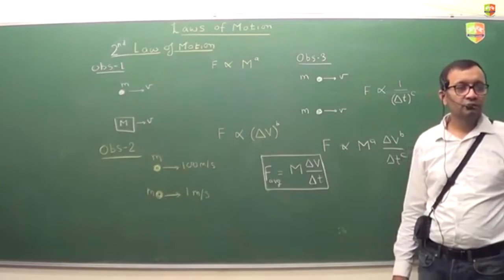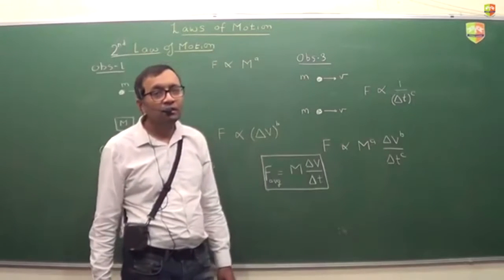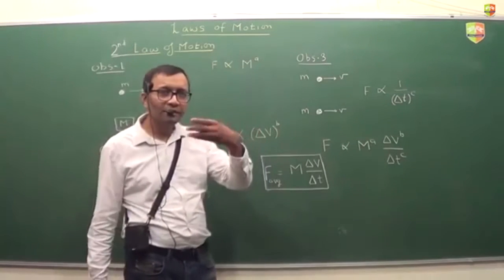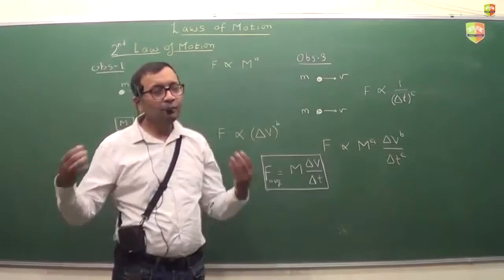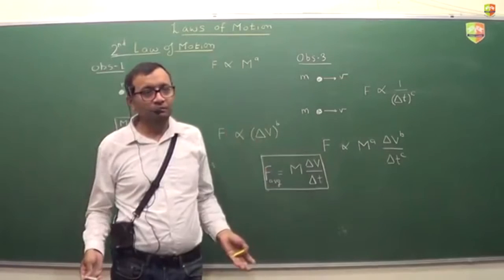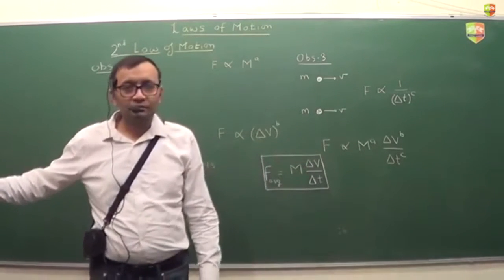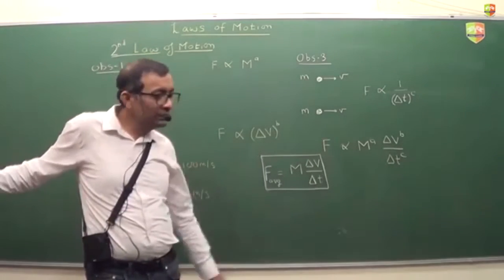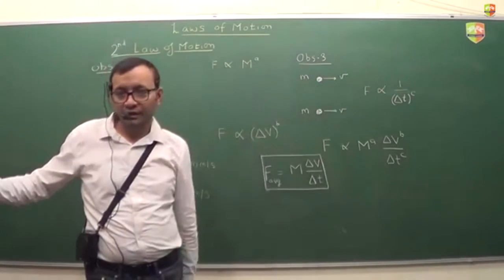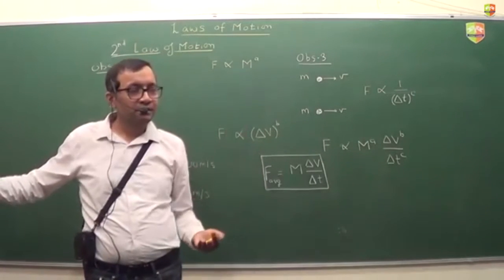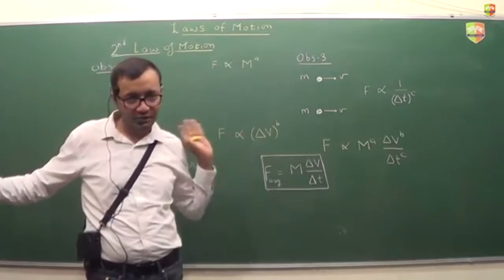Any doubts? Nothing? So where is the constant? Constant is 1. You have assumed it to be 1. Fine? It is up to me to define what force is equal to. So if it is up to me, I can define force equal to this. Or I can say force equal to 100 times m into delta v by delta t. Nobody can say something is wrong with that. But everybody has come to this understanding that let's assume the simplest possible relation, which is this.